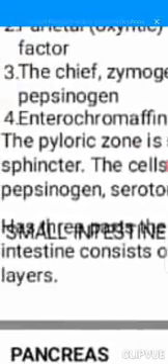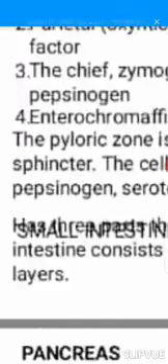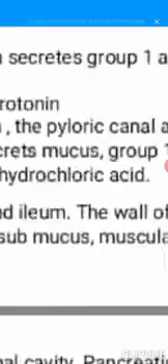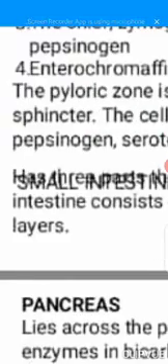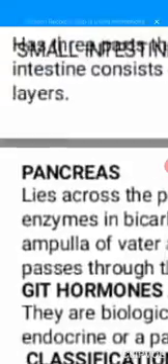Now, the next one we should talk about is the enterochromaffin cells. These enterochromaffin cells are also very important because they secrete serotonin. They also secrete histamine. This histamine is very important in the production of hydrochloric acid.